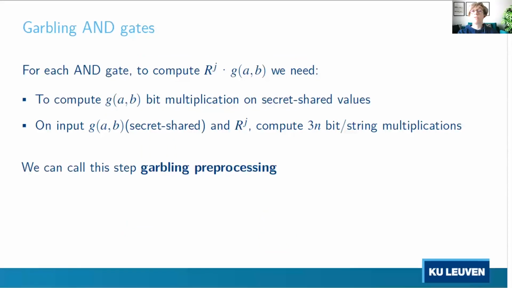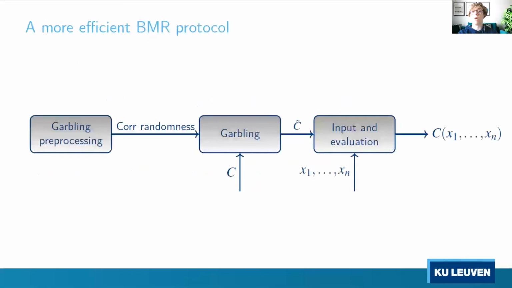So for each AND gate, the parties need to compute the gate function GAB. And for this, we need bit multiplication. And then we need to compute the product with the global difference for each party. And for this, we need 3n bit string multiplications. And this step is called Garbling Preprocessing. And we will see how to actually implement this procedure in the last video.